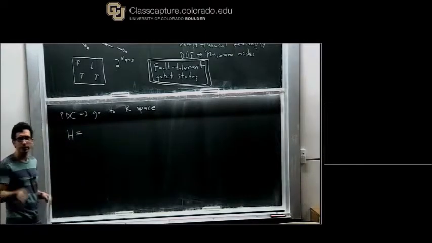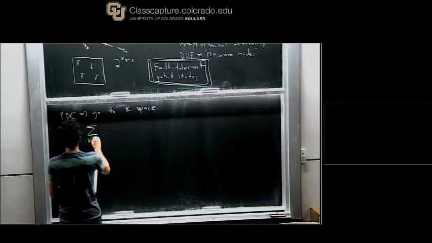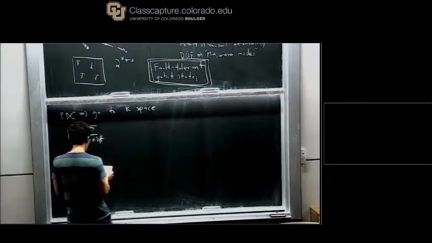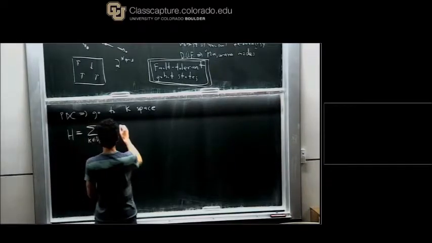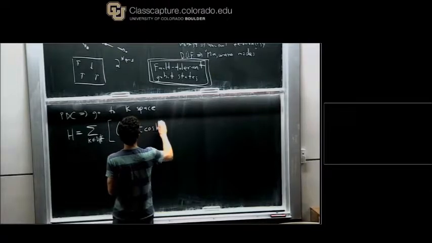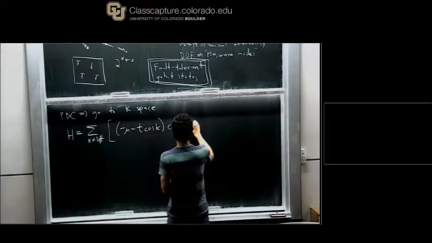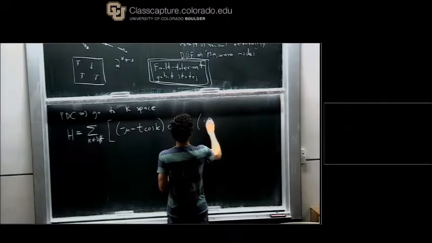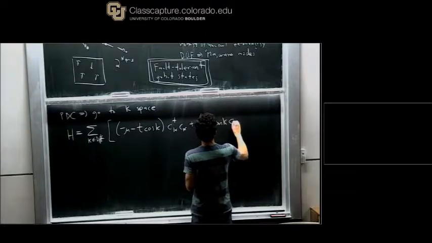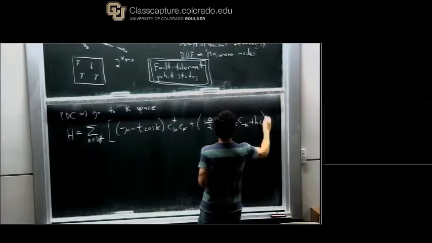I'll assume that everybody knows how to do this exercise and write the Hamiltonian in momentum space, and just write down the answer. So we'll get a sum on momenta in the one-dimensional Brillouin zone, minus mu minus t cosine k, c_k dagger c_k, plus i delta over 2 sine k, c_k c_minus k, plus Hermitian conjugate.